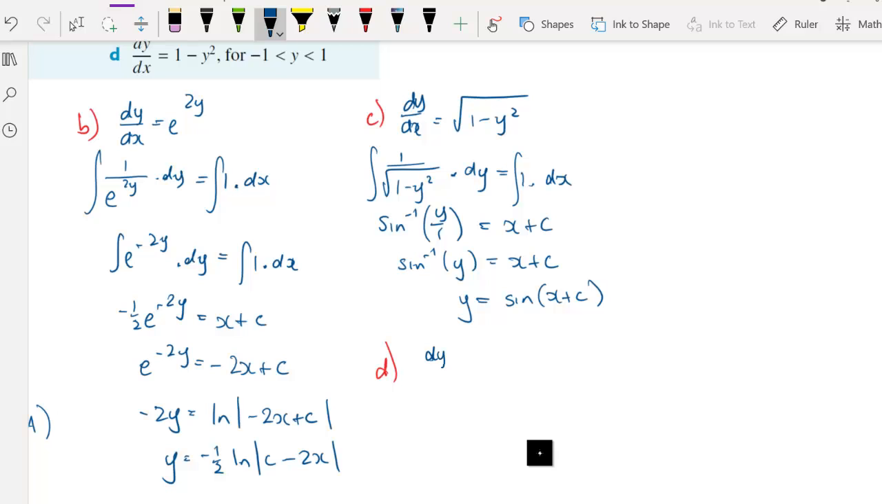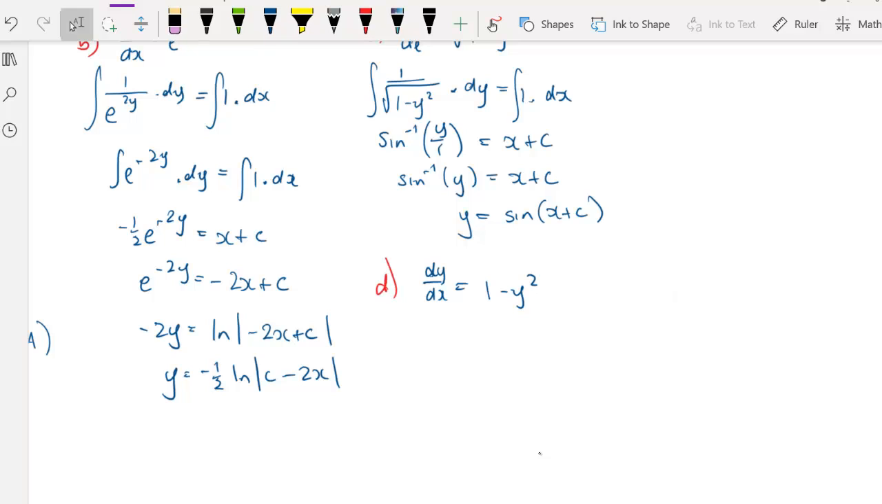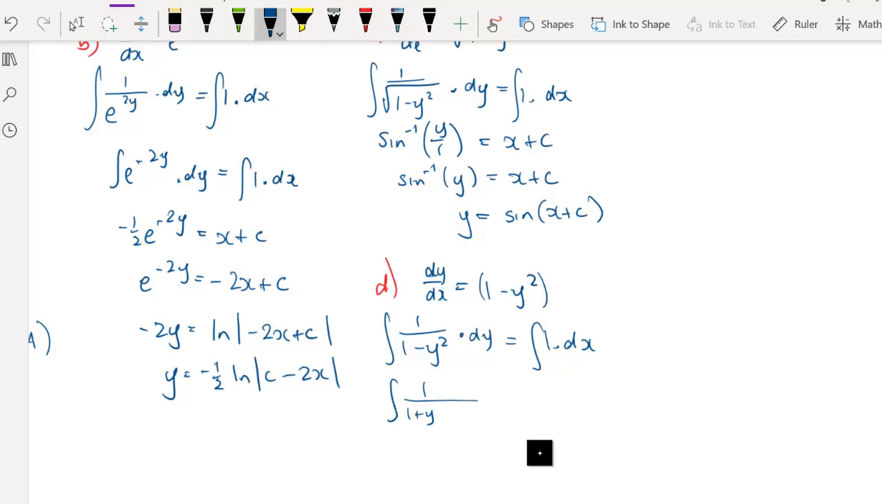We have dy/dx is equal to 1 take y squared. We'll go through the same process, and we'll group the function of y with our change in y. So we've got 1 on 1 take y squared dy is equal to 1 dx. So we treat that as if it's a bracket and divide it across. Now hopefully you can see this is a difference of perfect squares. So it's the integral of 1 on (1 plus y)(1 take y) dy is equal to the integral of 1 dx.